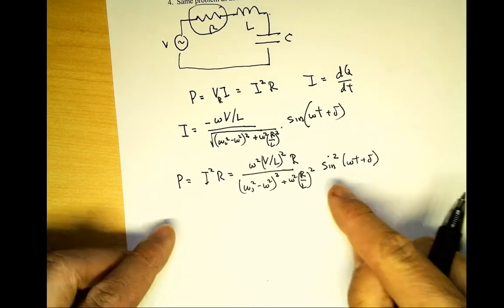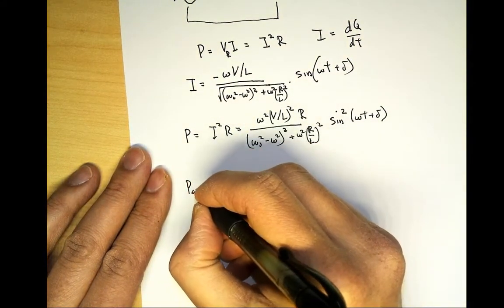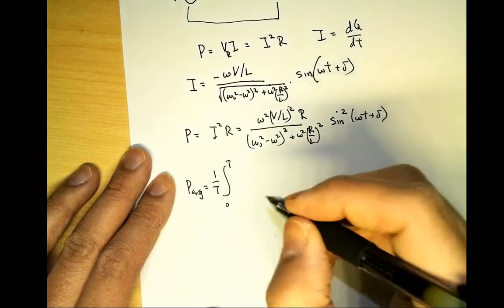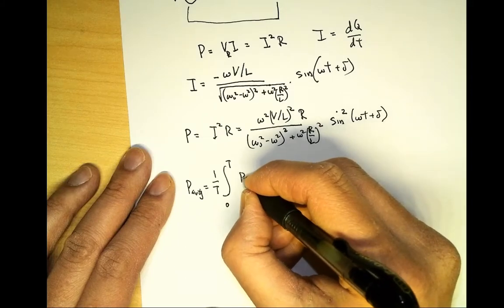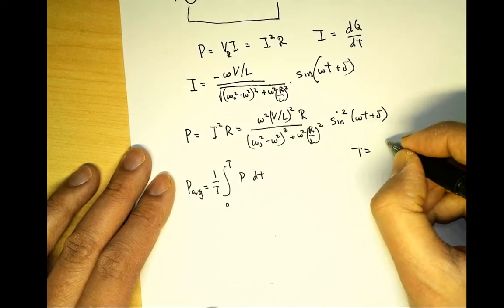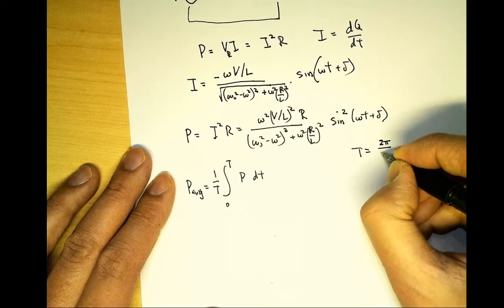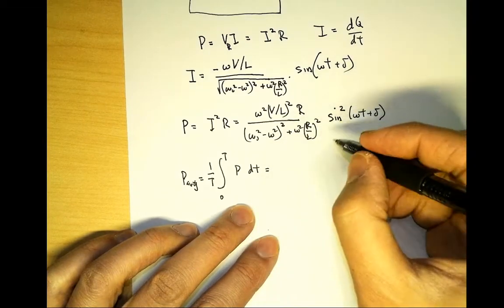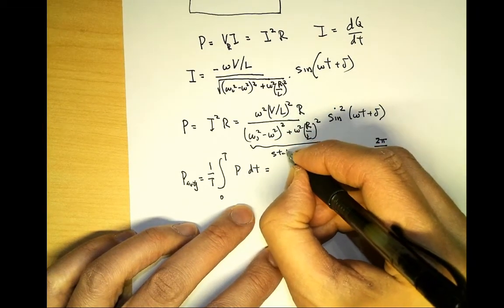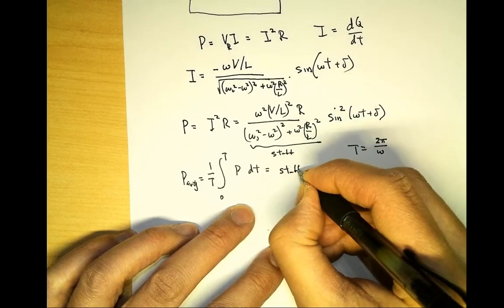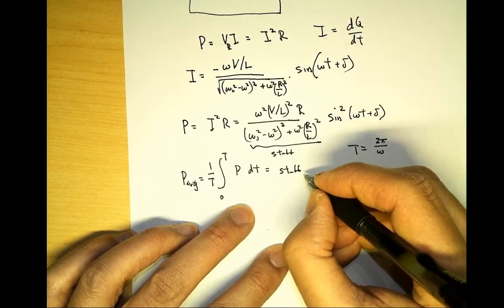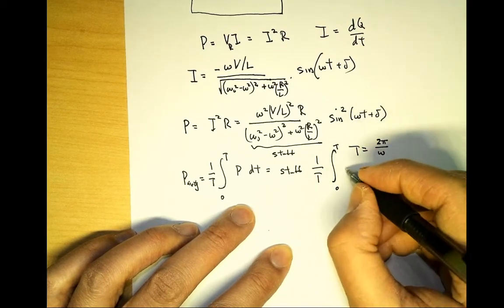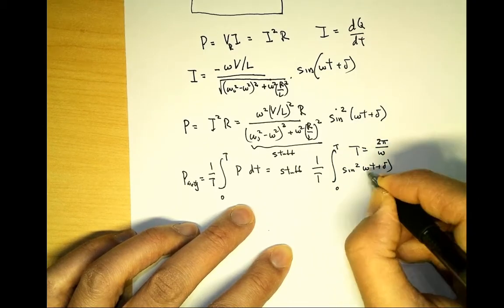Okay, so that's my power, but I don't care about my power. I want my average power. So my average power is just the integral, 1 over T, from 0 to T, over one wave period, of the power dt, where T is 2 pi over omega. So let's go ahead and do this. There's going to be a bunch of stuff, so I'm going to just call it stuff rather than writing all that down. This is all constant, so I don't care about it so much. I have 1 over T, integral from 0 to T, of sine squared omega t plus delta dt.